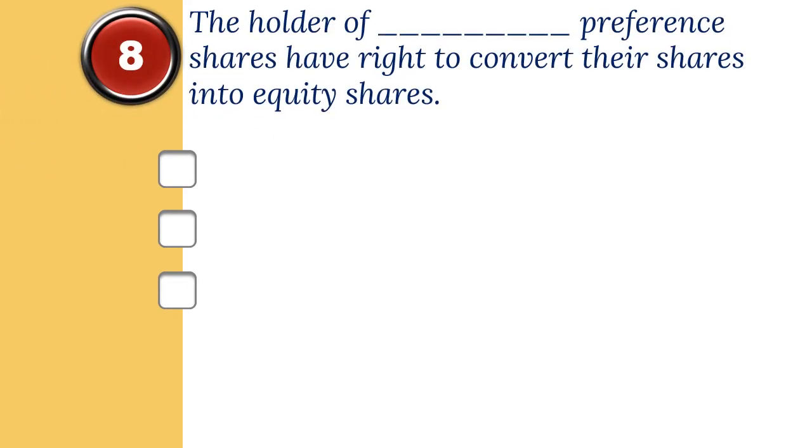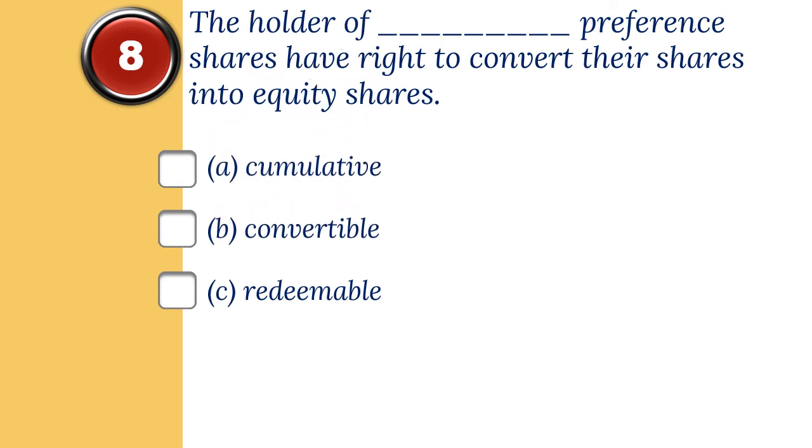8. The holder of dash preference shares have right to convert their shares into equity shares. The options are A. Cumulative, B. Convertible, C. Redeemable. And the correct option is B. Convertible.